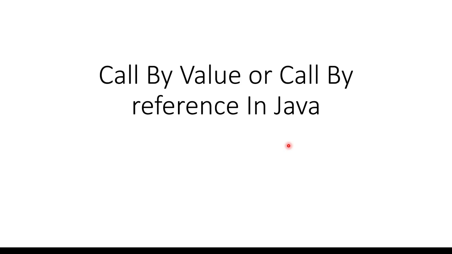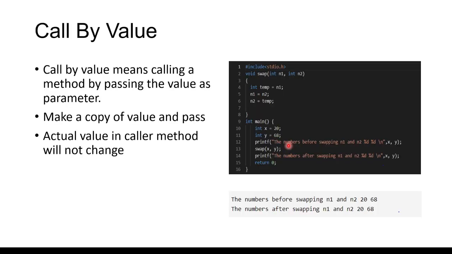in most programming languages we will call methods which are available in other classes or other files. For calling those methods we need to pass the parameters which are required by that method, right? So if you want to call a method, we need to pass the required parameters to that method. Based on how we pass the values to that method, it is classified into two types. Those two types are called call by value and call by reference. Okay, now the first one is call by value.